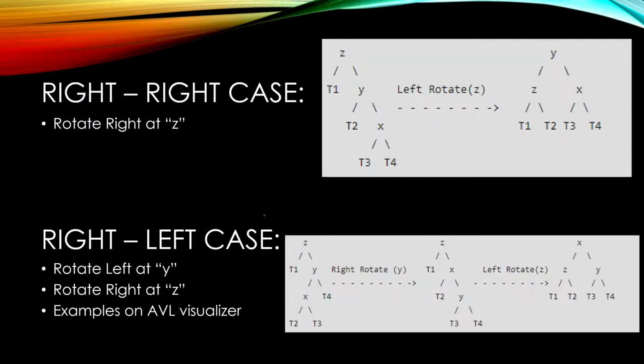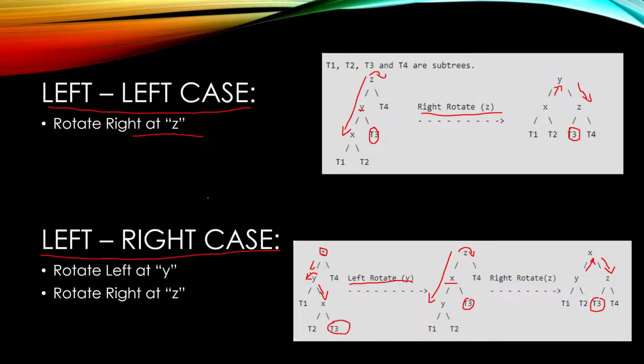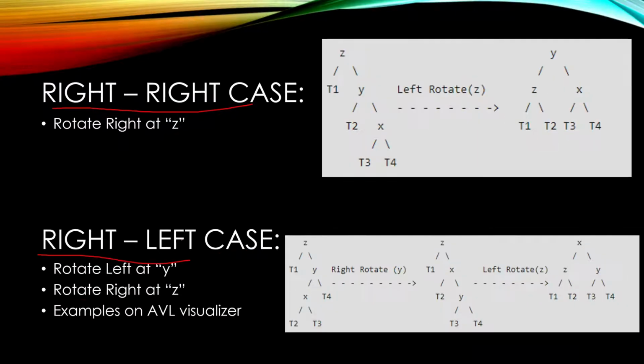And then we move on to the other cases, which are the exact same, just flipped. So we have a right-right case and a right-left case instead of left-left and left-right. It's the exact same, just looking on the right side. You get a right line, so you would rotate left at Z instead of right. This is when Z comes down and Y goes up. And as always, keep an eye on T2. It is now the right subtree of Z.